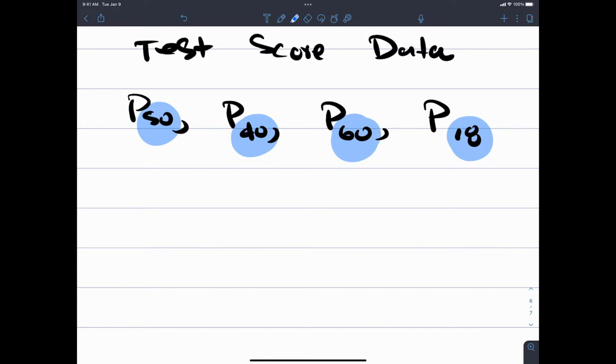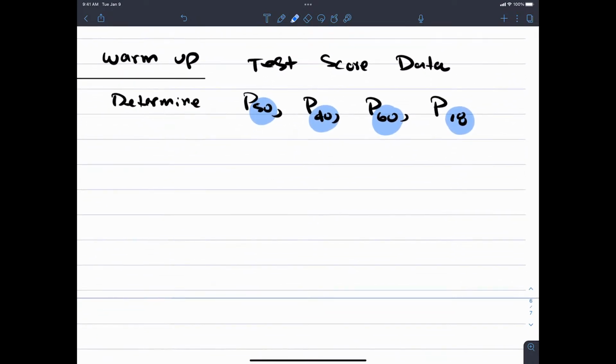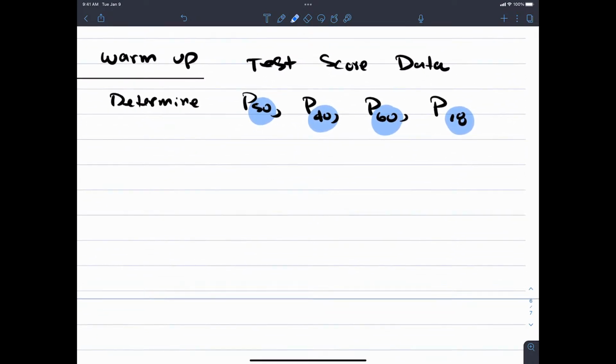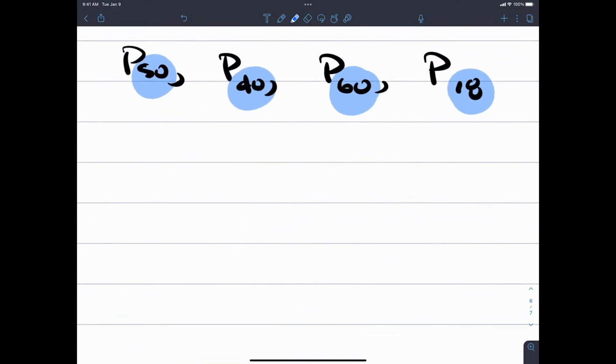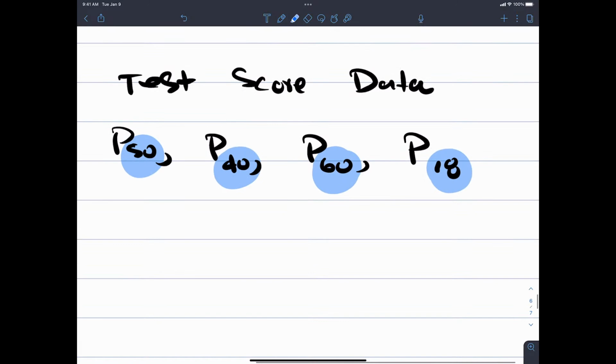Okay, we're going to warm up since we're looking for percentiles with test score data. We followed a procedure. We're going to warm up this morning and have you guys find P50, P40, P60, and P18. And we're going to have you look at the group data. So we'll give you guys some time, and we'll see how that goes, okay?